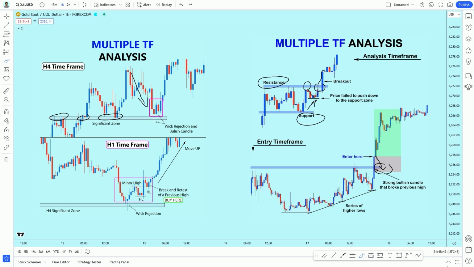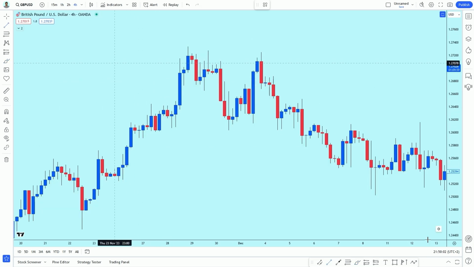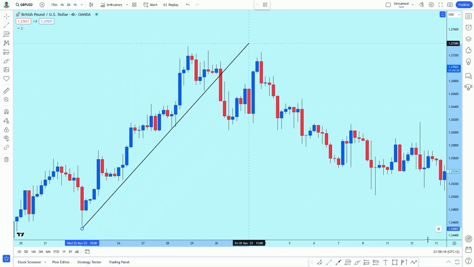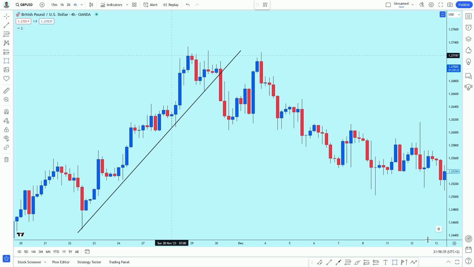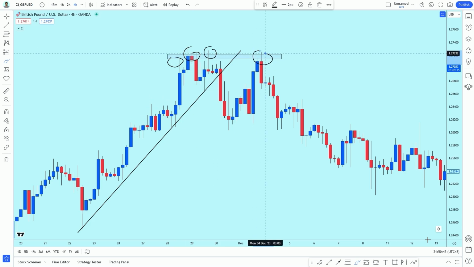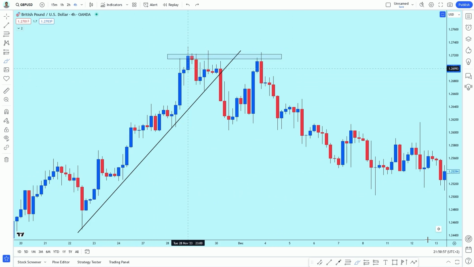And now I want to show you some examples on the charts. Here we have British pound US dollar 4 hour time frame, and we will see that price formed this strong bullish trend here. But if you look closely, we will see that price formed this resistance here. So price tested this resistance level here, here, here, and here. So here we can clearly see this massive bullish move, then price broke our bullish trend line, and then it went back to test these previous highs and form this resistance.